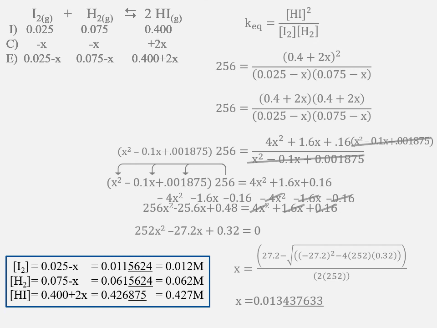Last thing I want to do, if I have time, is substitute those numbers back into the Keq expression. And I see that I wind up with 256, which was my initial Keq value, so everything is good. Now note, when I actually did the check, I put the pre-rounded numbers into the equation, and that's how I wound up with 256. If I'm using rounded numbers, I may not wind up with the exact same number I started with. Very close, but not the exact same number that I started with.